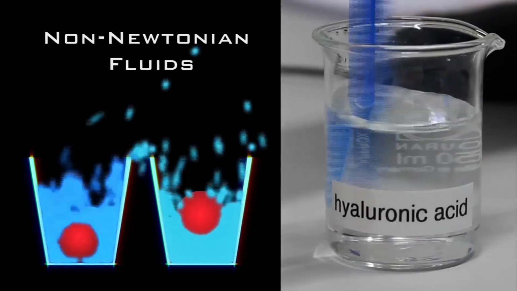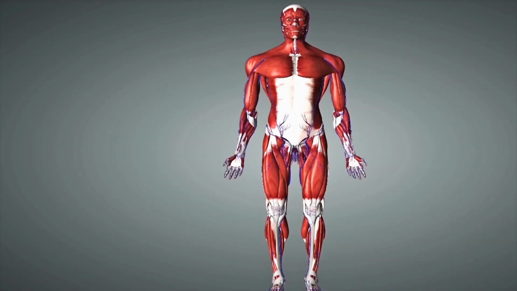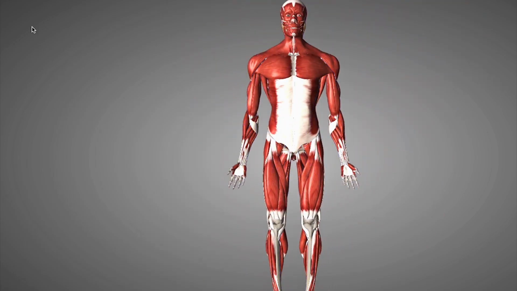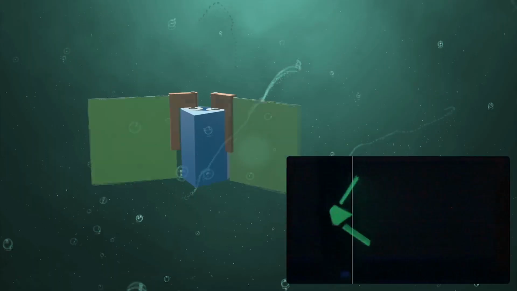However, there are fluids other than water that have different properties, so-called non-Newtonian fluids. Non-Newtonian fluids include most of the biological fluids one finds in the human body, such as blood, saliva, the vitreous in the eye, and the synovial fluid in the joints. Taking advantage of their non-Newtonian properties will help us to circumvent the scallop theorem.